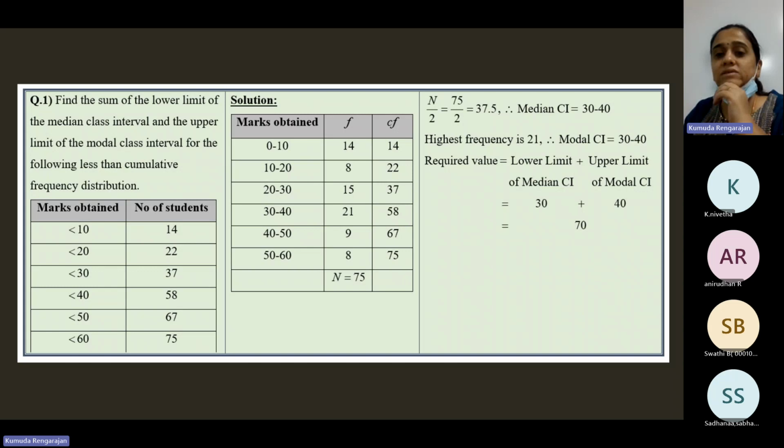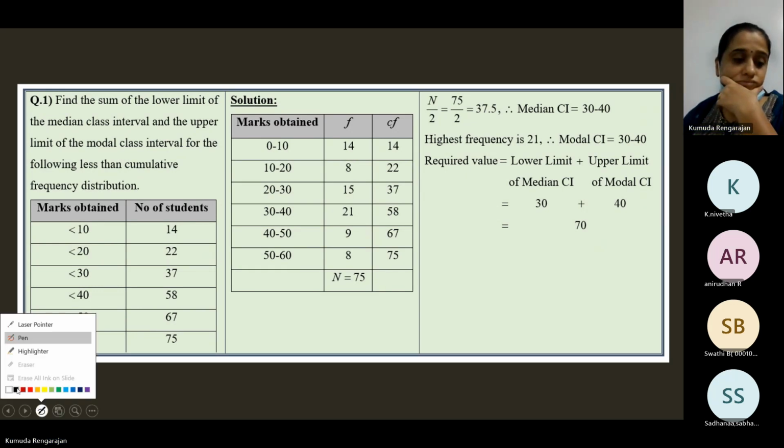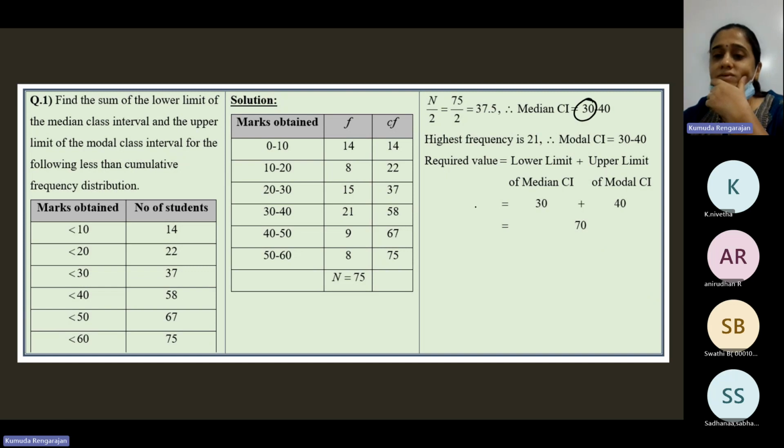So that's the median class interval. Then modal class interval, highest frequency. Highest frequency is what, 21. So the corresponding class interval 30 to 40 is the modal class interval. So the required value is the lower limit of the median class interval plus the upper limit of the modal class interval. What is required is the sum of the lower limit of the median class interval and the upper limit of the modal class interval. 30 plus 40, 70. This is the lower limit of the median class interval. This is the upper limit of the modal class interval. Add them, 70 is the required answer.